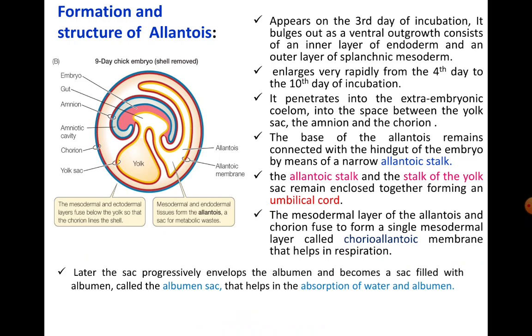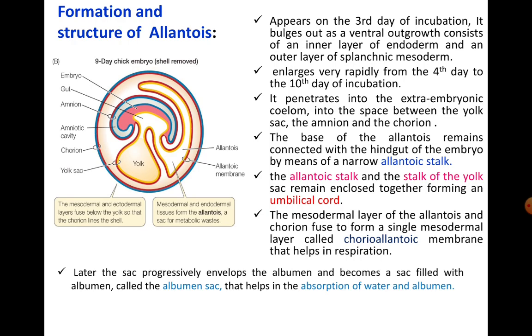So moving on, the last fetal membrane is the allantois, and let us understand how this allantois is formed. Here in the diagram you can make out the yolk sac is already there, amnion and chorion are formed, the amniotic cavity is filled with amniotic fluid, and the embryo is developing. And this is the diagram on the 9th day of development, and then allantois is also being formed.